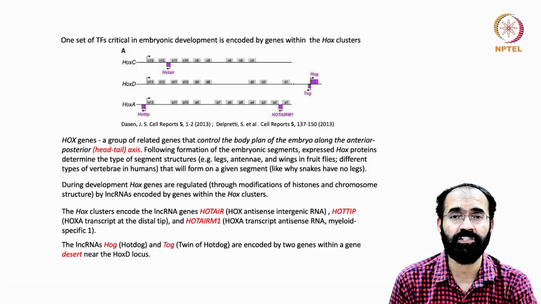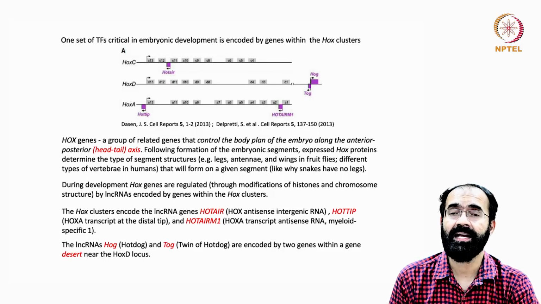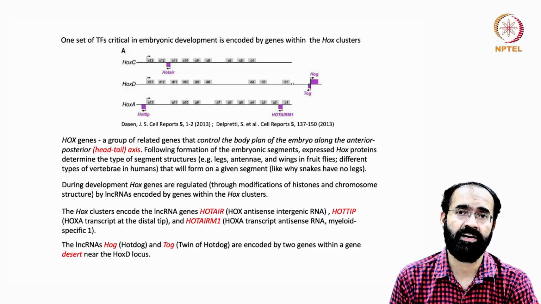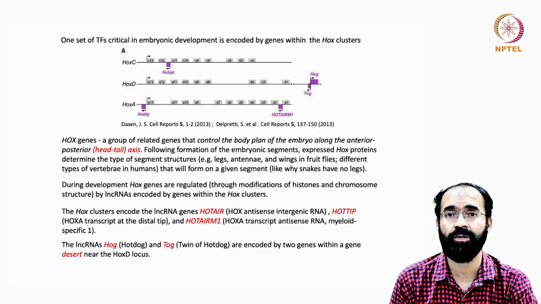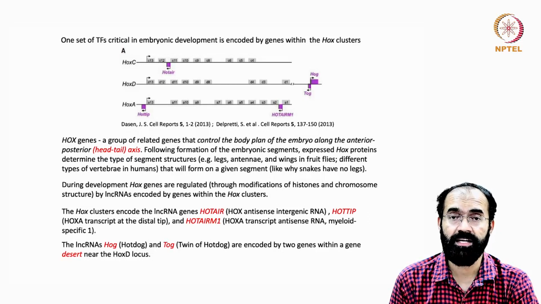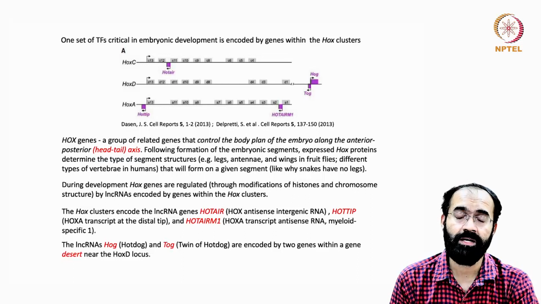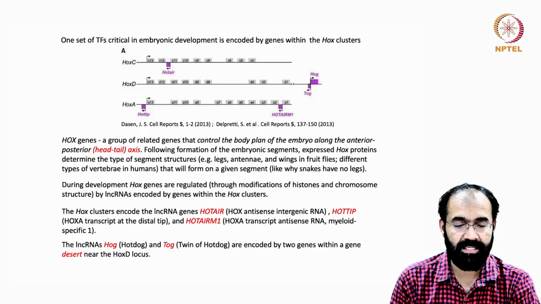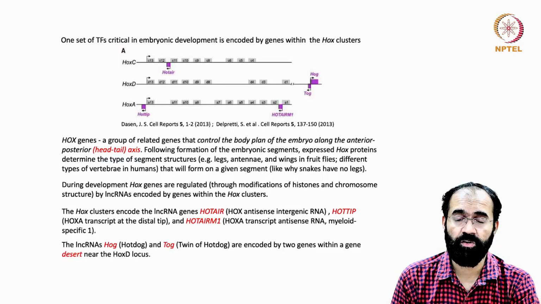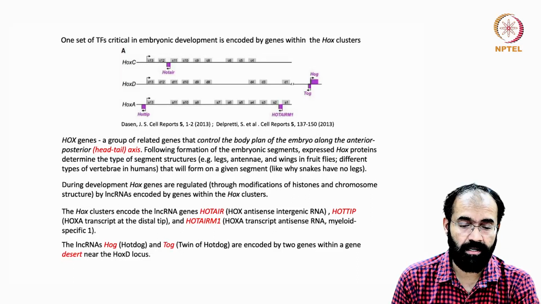So Hox genes make sure that each and every body part in your body, including the vertebrae number in your vertebral column. Your vertebral column is made of 33 pieces. So each piece, you don't want one piece extra, you don't want one piece missing. So everything is regulated precisely by your Hox gene clusters during the development. Starting from insects onwards, the Hox gene clusters are present.